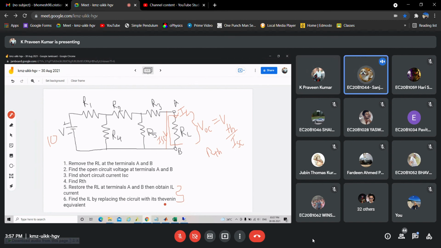Sir, Thevenin voltage is the voltage at that particular node, right? Just beside A. Yes. Since this is an open circuit, the voltage that you are seeing at this point is equal to VA. Okay, sir.